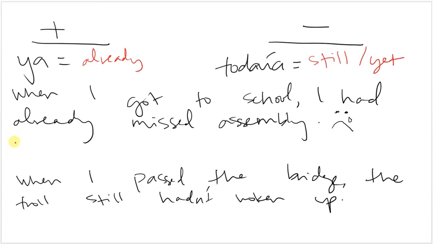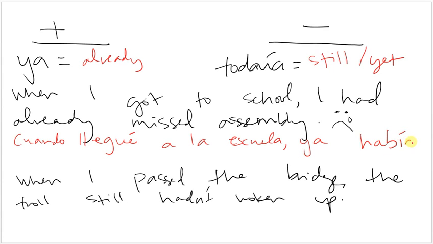So when I got to school, cuando I got is the past tense, so we need the preterite of llegar. Gar, zar. So the gar is going to change to G-U-E. Cuando llegué a la escuela, I had already, ya. So I had is going to be había. And then missed, remember, is perder. So we need the past participle of perder, which is going to be perdido la asamblea. Cuando llegué a la escuela, ya había perdido la asamblea. When I arrived at school, I had already missed assembly.